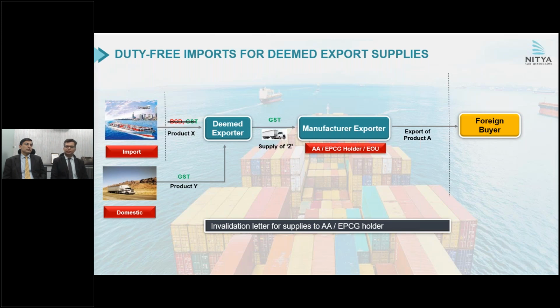So, the intent of this is that in the entire chain of export, right from the domestic manufacturer to the exporter to the goods going outside India, the BCD component does not become a cost at any stage.